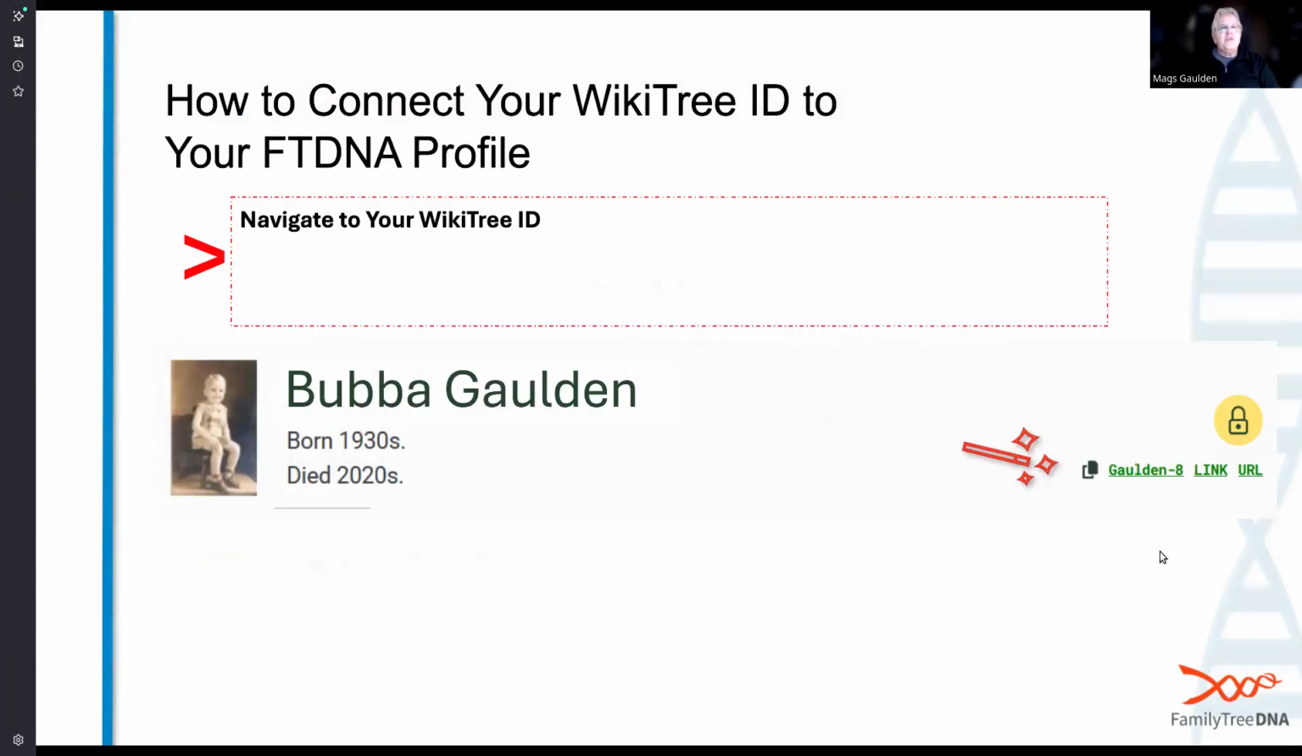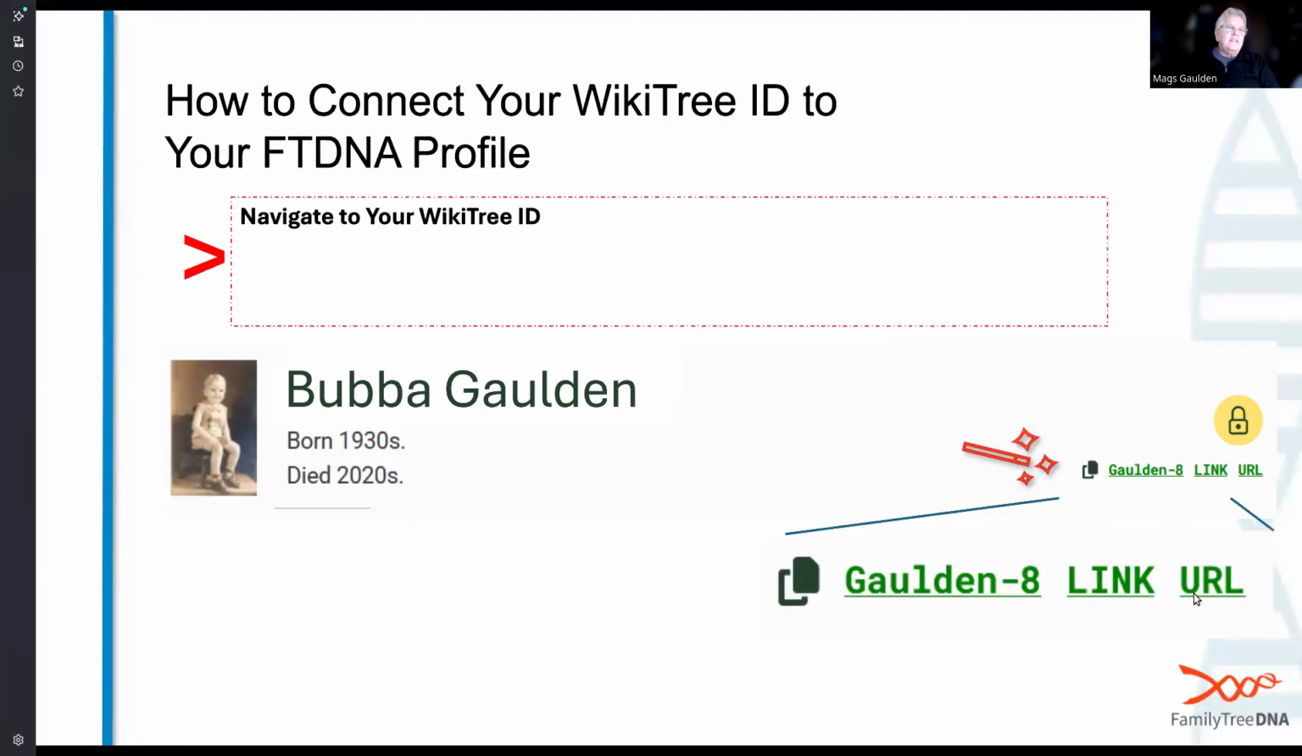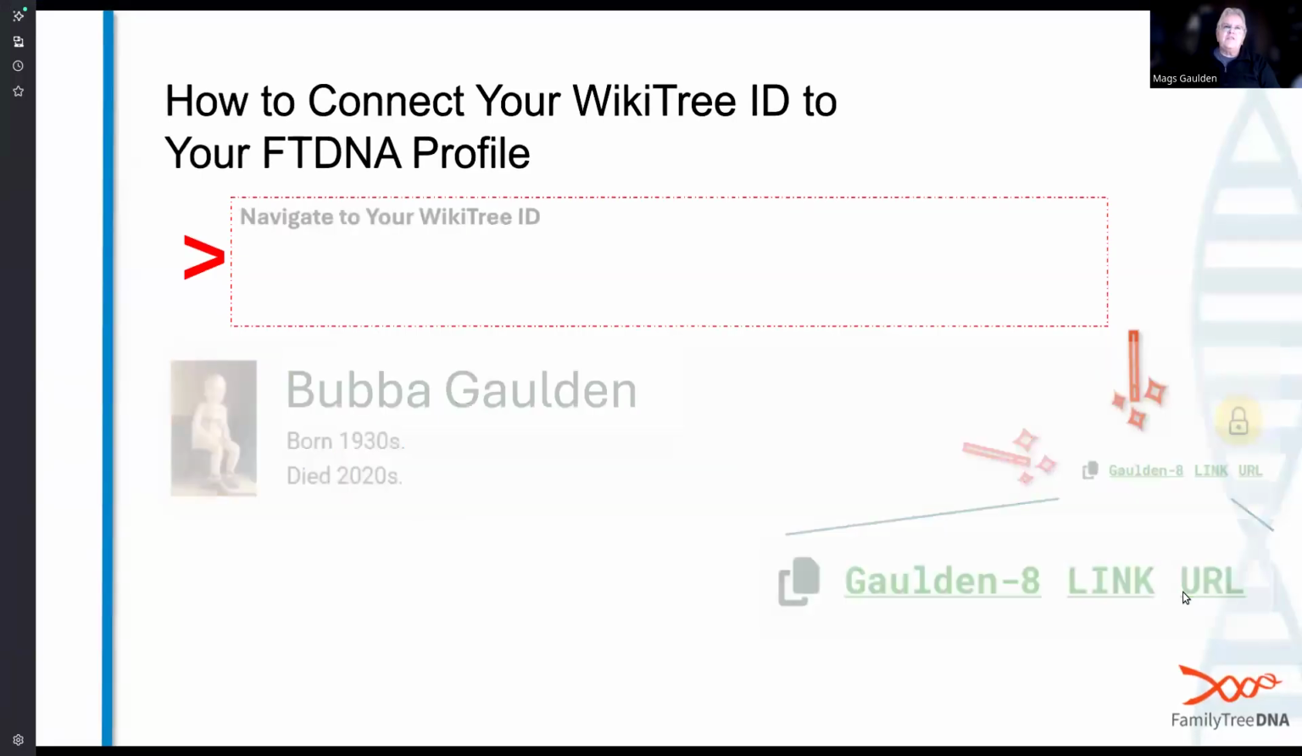So let's navigate to your WikiTree ID and then over across the page to your ID. If you click on that ID, it'll automatically copy that to your clipboard.